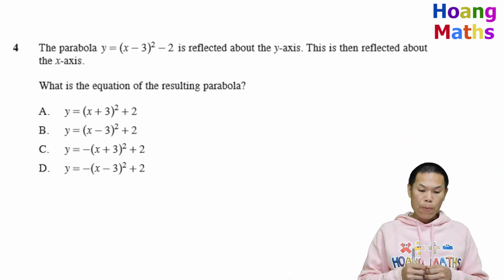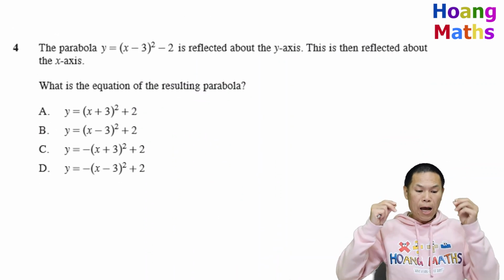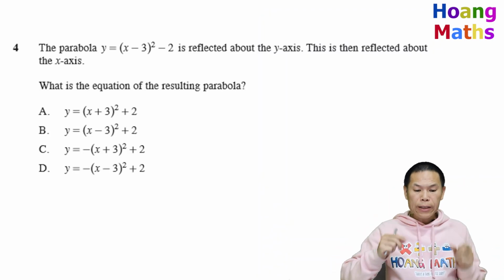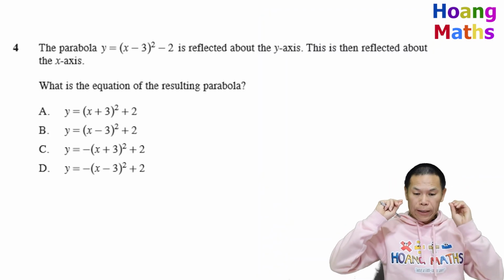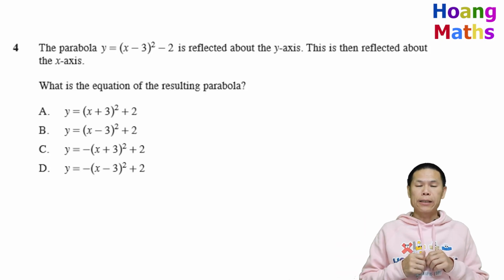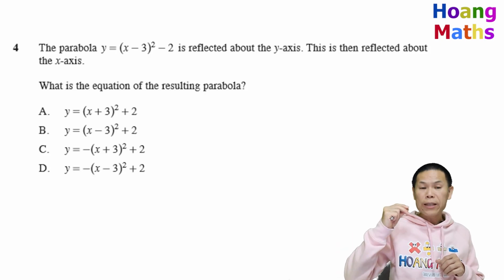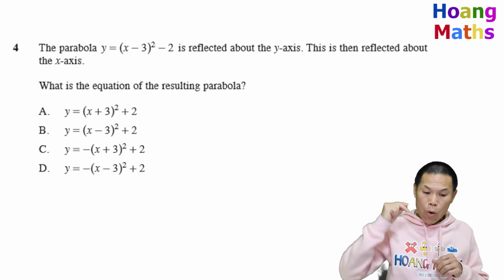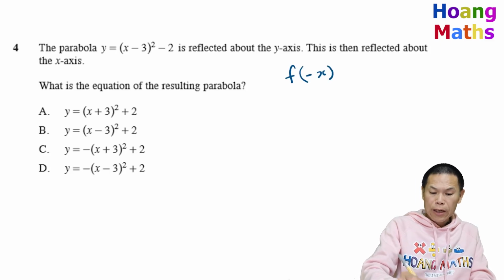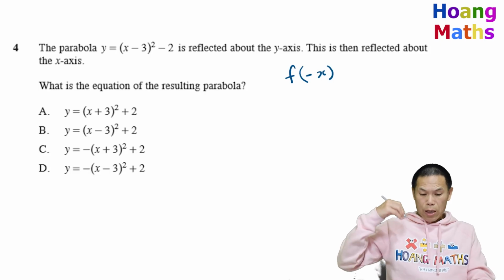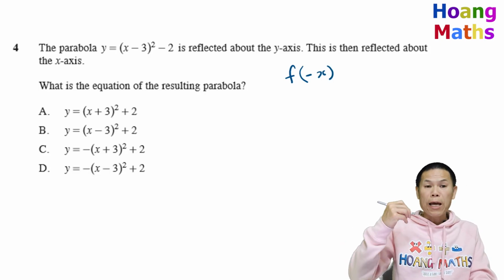Question number 4. The parabola is reflected about the y-axis, then reflected about the x-axis. So we know that reflected about the y-axis means it is f of negative x. Keep that in mind. So for negative x, we just replace, okay?